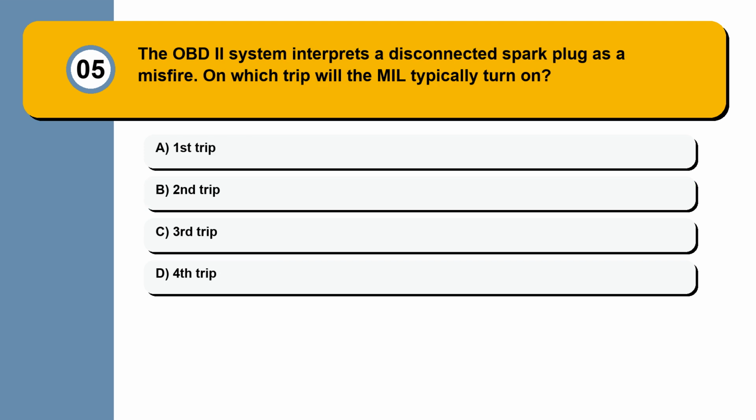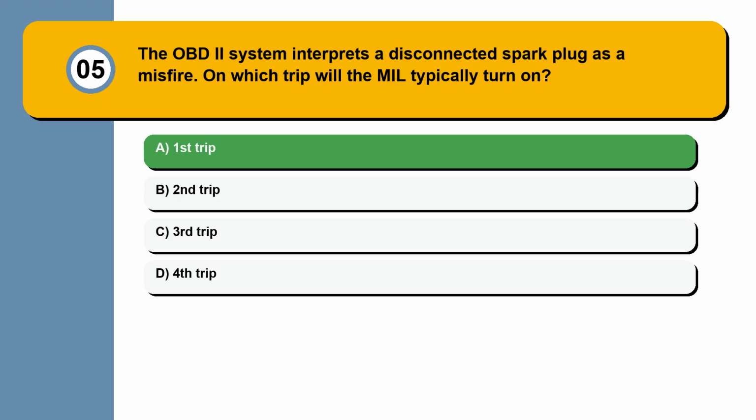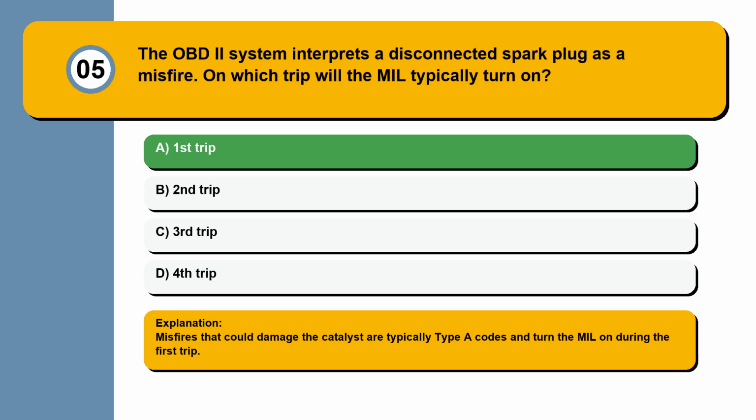Question 5. The OBD2 system interprets a disconnected spark plug as a misfire. On which trip will the MIL typically turn on? First trip, second trip, third trip, fourth trip. Misfires that could damage the catalyst are typically type A codes and turn the MIL on during the first trip.